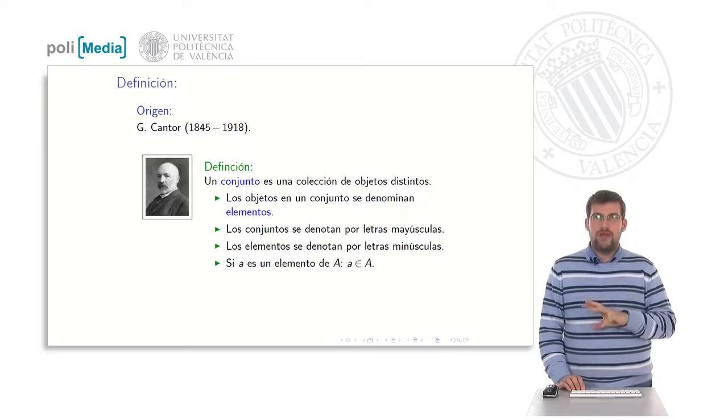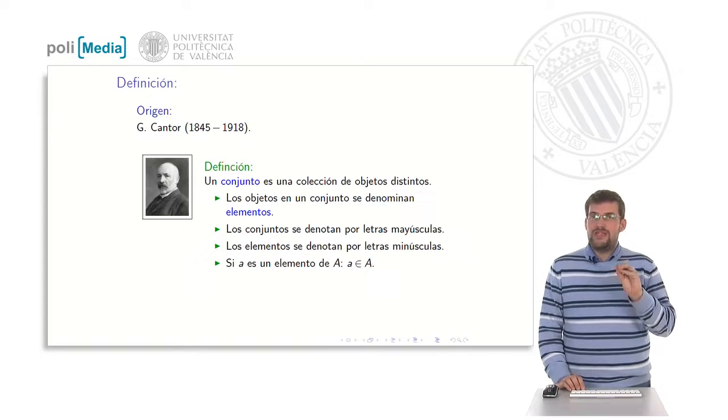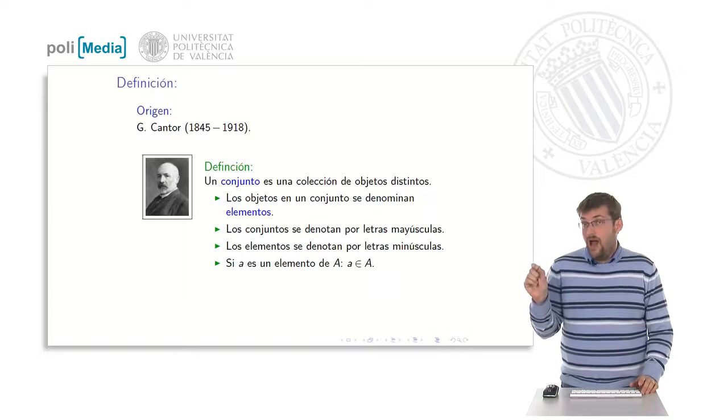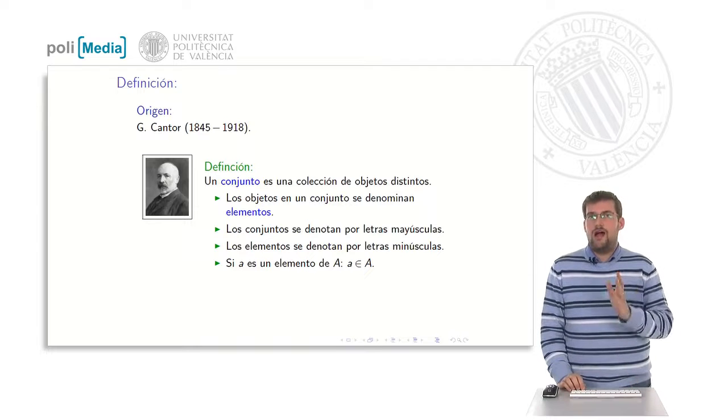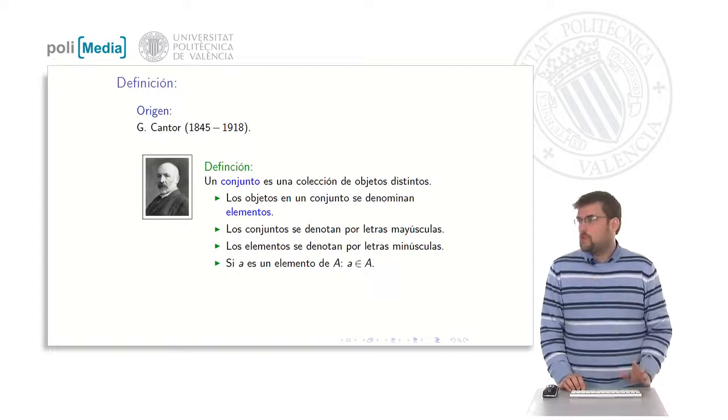And given a set uppercase A and small a an element of set A, we will represent this relationship, that small a is an element of uppercase A, using the symbol ∈ displayed on the screen. Small a ∈ uppercase A. This is read as a belongs to A, or a is in A, or a lives in A. To be precise, it would be that small a belongs to the set uppercase A.